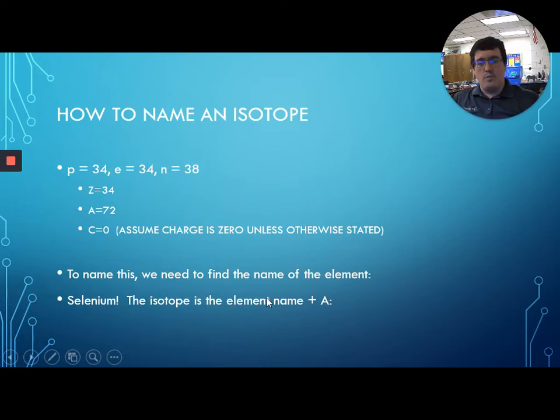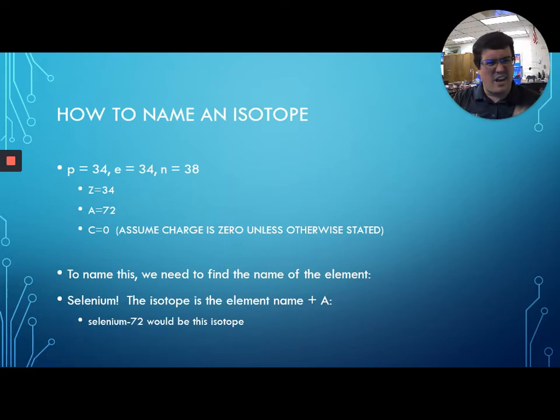To name an isotope, you take the name of the element and you add to the end of it A, which is the atomic mass. So the name of this isotope would be selenium-72. You'll notice there's a dash in between them. That dash is just there to divide things up. Some people leave that off, by the way. I've been Googling this a little bit, and you see some people leave that off. That's not the usual way to do this. The usual way to write this is selenium-72. That's the isotope.